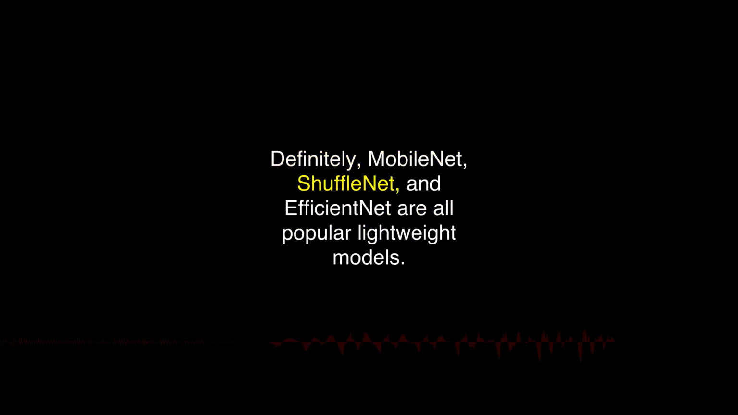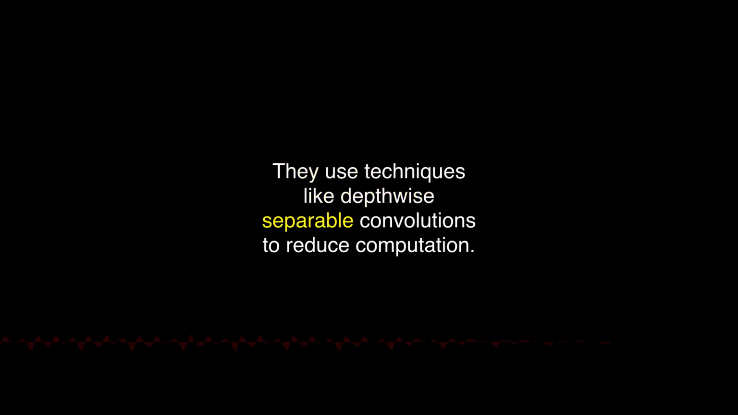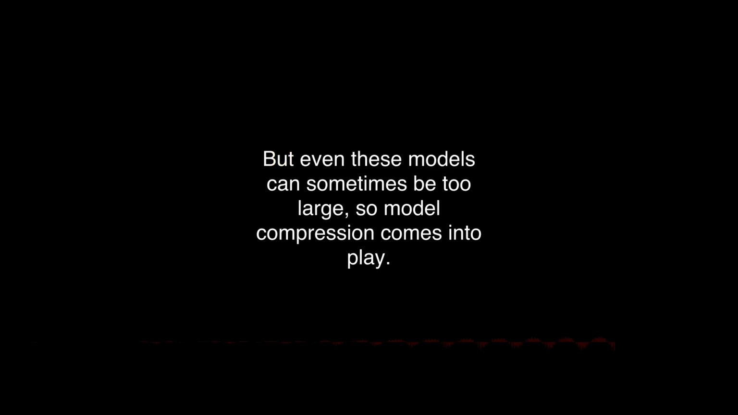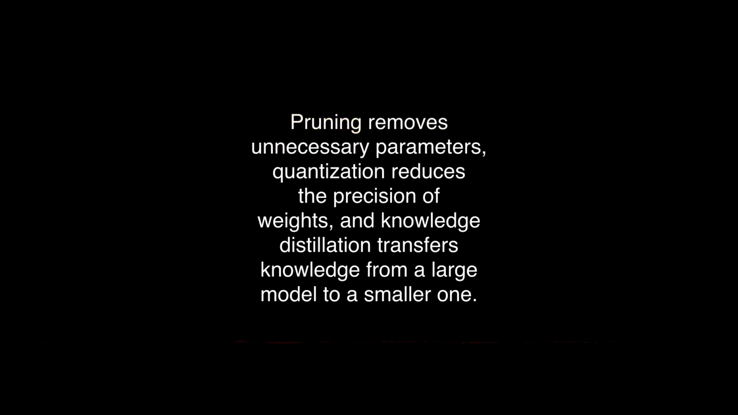Have you heard of any lightweight models? Definitely. MobileNet, ShuffleNet, and EfficientNet are all popular lightweight models. They use techniques like depthwise separable convolutions to reduce computation. But even these models can sometimes be too large, so model compression comes into play. What does that entail? Model compression includes techniques like pruning, parameter sharing, quantization, knowledge distillation, and low-rank factorization. Pruning removes unnecessary parameters, quantization reduces the precision of weights, and knowledge distillation transfers knowledge from a large model to a smaller one. Each method has its trade-offs between efficiency and accuracy.